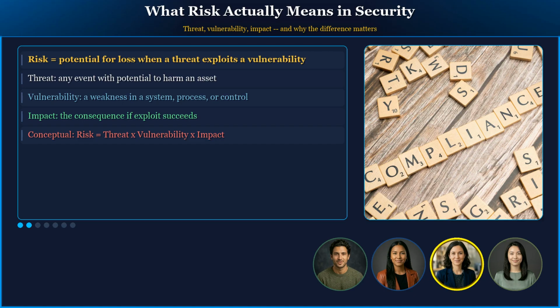Nova, where does the exam like to trip candidates on these definitions? Confusing threat with risk. A hurricane is a threat. The risk is the potential business disruption if your data center sits in a flood zone with no alternate site. Candidates who mix up those 2 terms tend to pick wrong on every scenario question that follows.